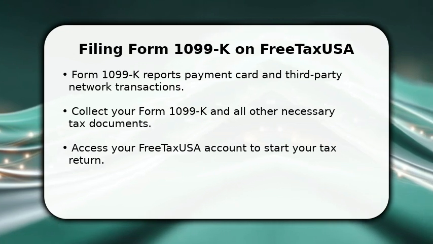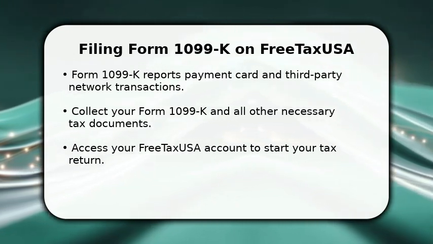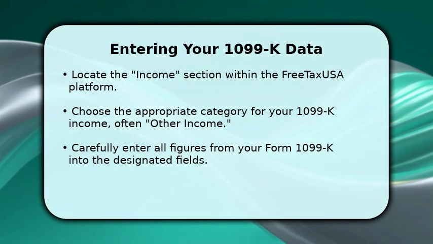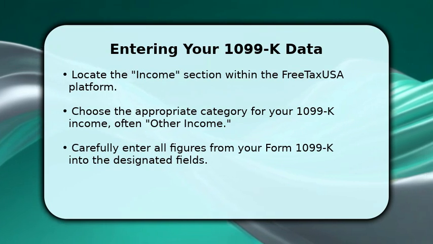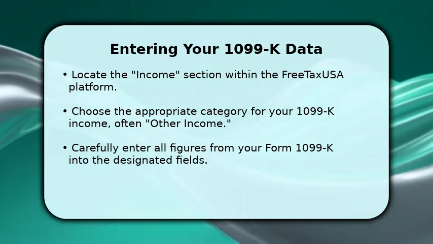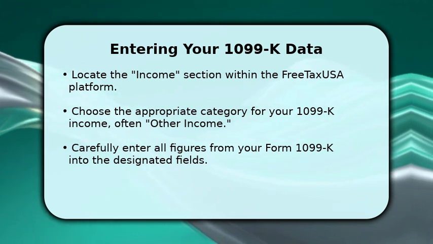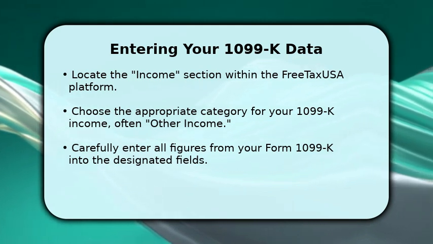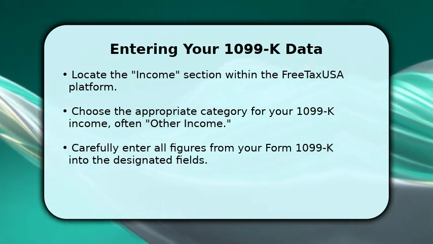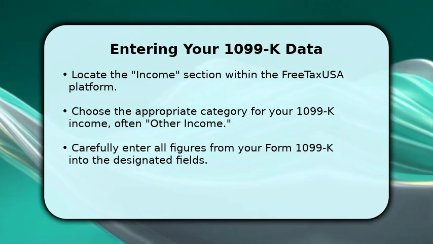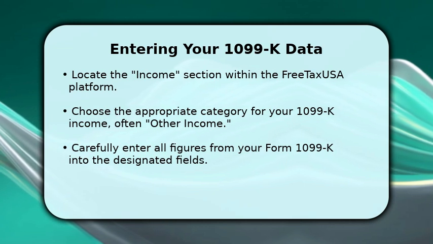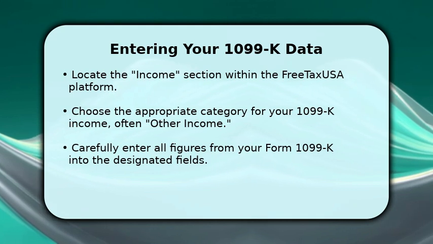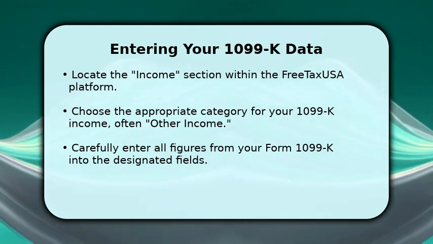This process is straightforward, guiding you step by step through each required field for accurate reporting. Once in the income section, look for options related to other income or business income, depending on your specific situation. FreeTaxUSA provides clear prompts for entering the details from your Form 1099K. Make sure to accurately transfer the amounts, such as gross amount of reportable payment transactions, into the corresponding boxes. Precision here is key for correct tax calculation.